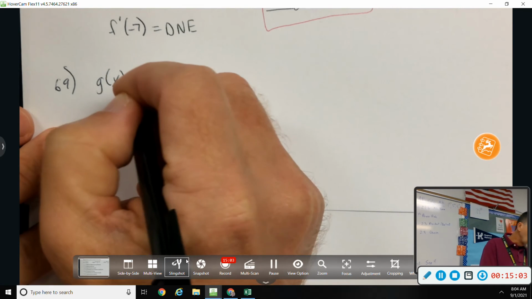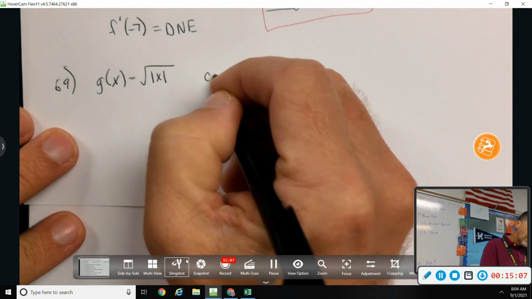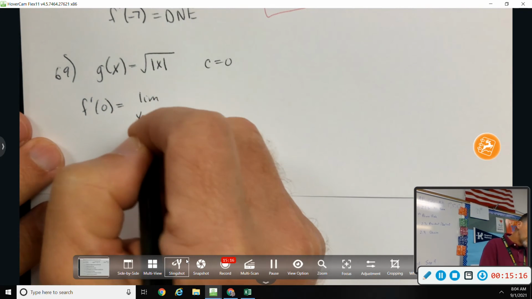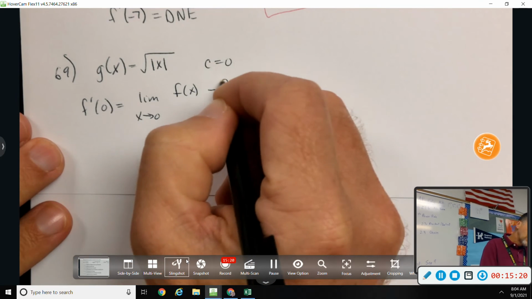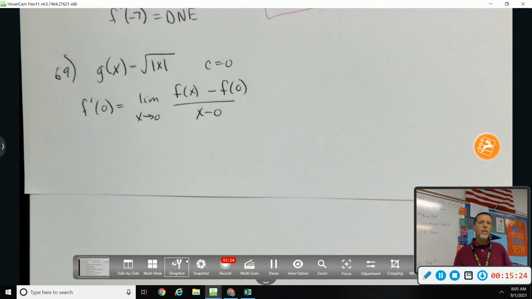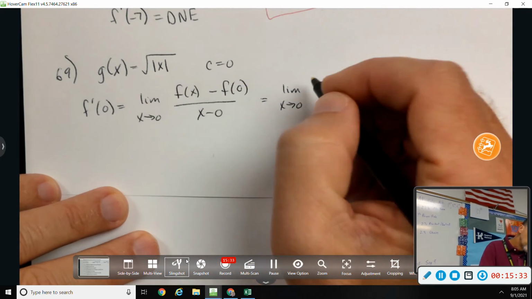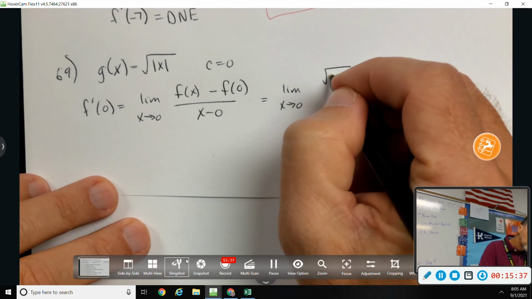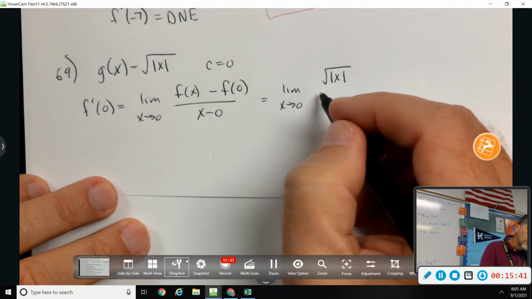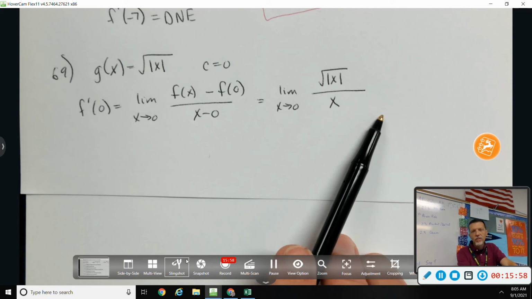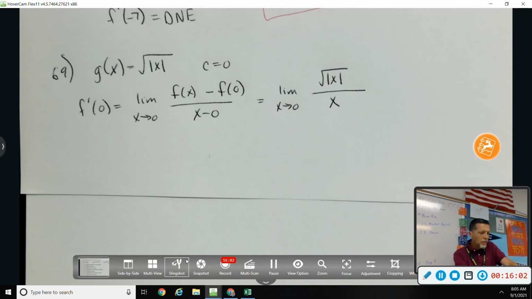69. This is the square root of the absolute value of x at c equals 0. So I want the derivative at 0, which means the limit as x approaches 0 of f of x minus f of 0 over x minus 0. Limit as x approaches 0, g of x in this case, square root of the absolute value. If I plug in 0, so direct substitution is not working, I get 0 over 0. But 0 over 0 might have something we can do.